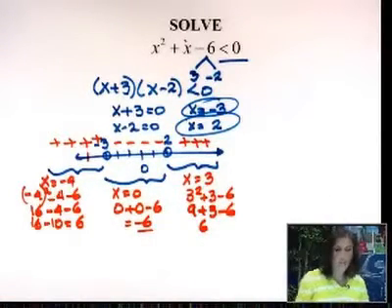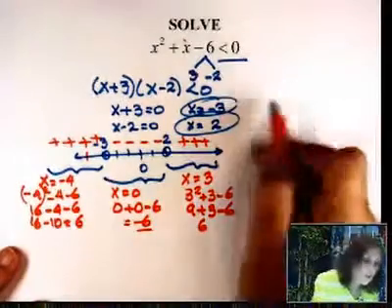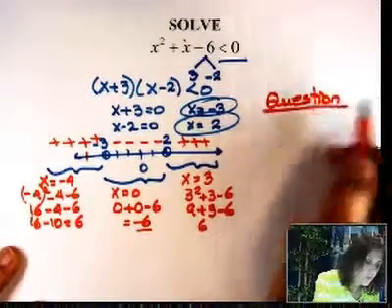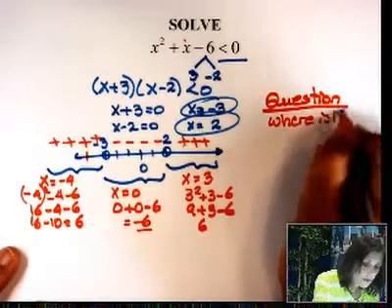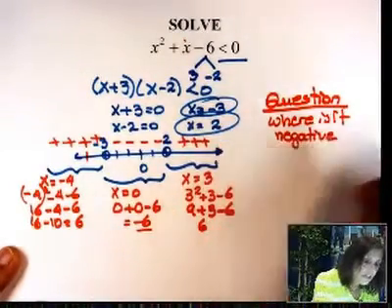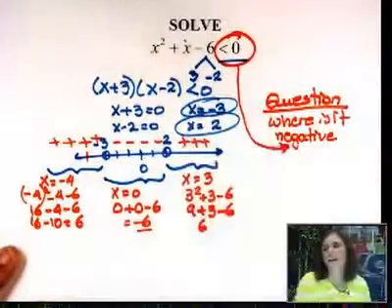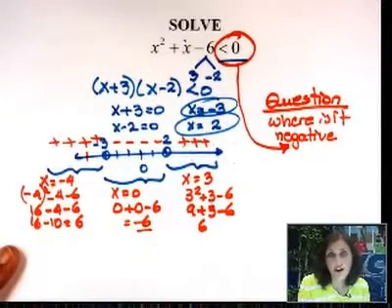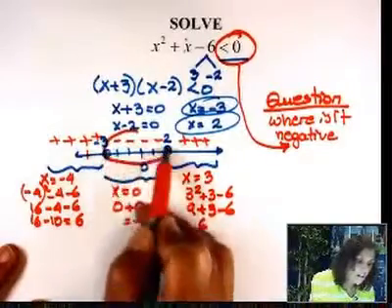Now that I have my signs, I go and look at my question. The question was saying, where is it negative? If this was greater than 0, the question would be, where is it positive? Where is it negative? It's negative right here.